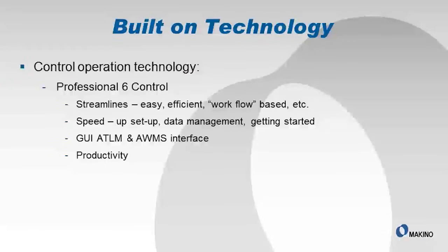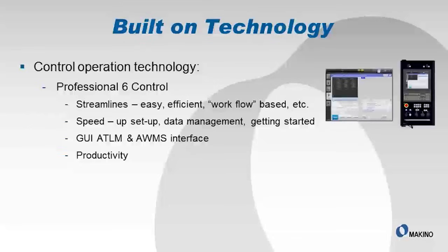Along with that comes technology to make the machine more user-friendly. Makino has come out with the latest generation Professional 6 control. What that control aims to do is to streamline and make it easier and more efficient, and it's based on a workflow approach to getting the machine into production. So basically from a dead stop, to get the programs and the tools and everything into the machine and get producing with a very efficient workflow.